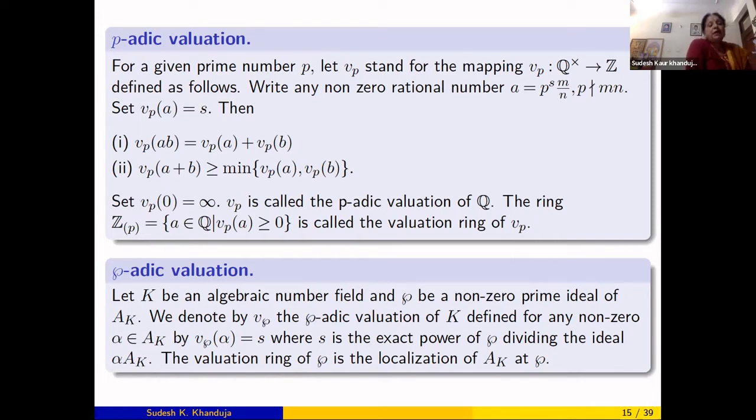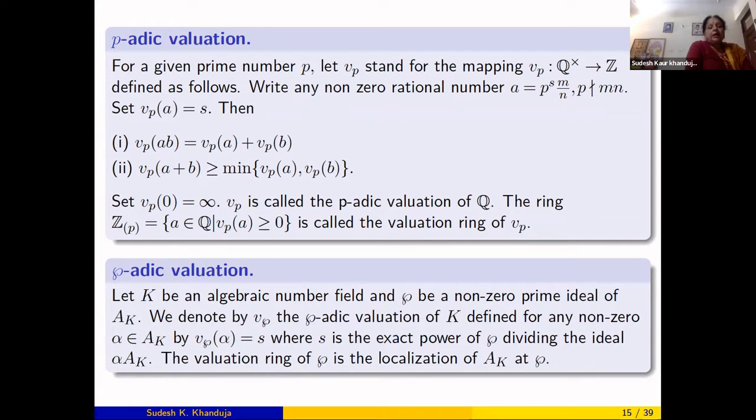One can easily verify that Vp satisfies the following two properties: Vp of ab equals Vp of a plus Vp of b, and Vp of a plus b is greater than or equal to the minimum of Vp of a and Vp of b. It is natural to set Vp of 0 to infinity because every power of p divides 0. Vp is called the p-adic valuation of rationals. The ring, the localization of Z at the prime ideal pZ, consists of all rational numbers a such that Vp of a is greater than or equal to 0, and is called the valuation ring of Vp.